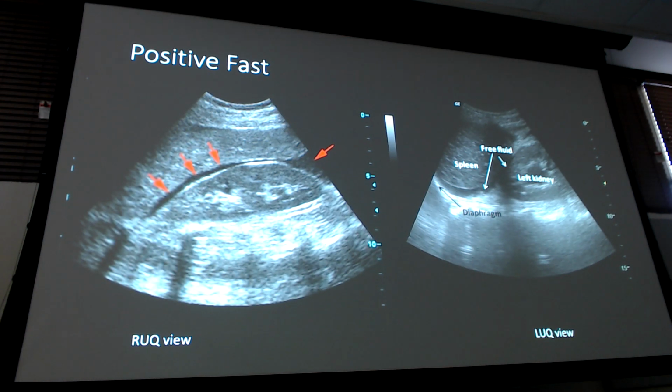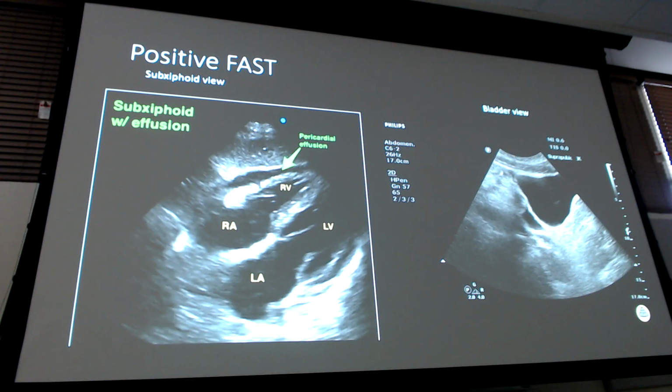You'll go over what they're actually called in other classes, like Morison's pouch and all that kind of stuff. We're not going to hit that here. I need you to recognize normal from abnormal. So when you do these exams, which you will in your career, you'll be like, okay, good, good, good, good, good. So I need you to be able to pull out the ones that are abnormal.